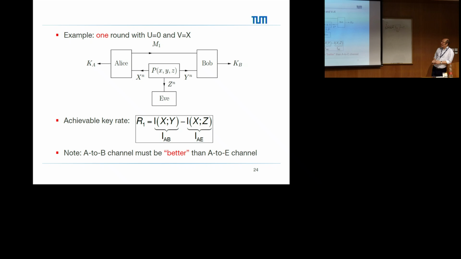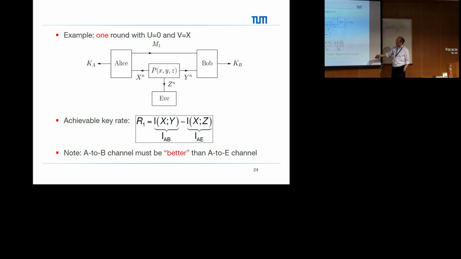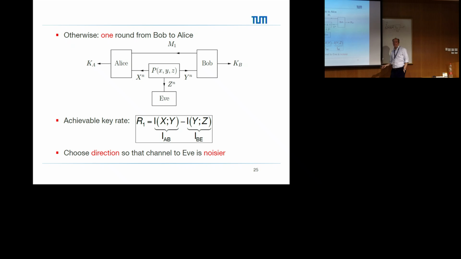Now here, there is something you can do because I'm allowed two ways. I'm allowed to go both ways. Maybe if I do one round, if I can code from Bob to Alice, I can get this rate, namely mutual information from X to Y. So I just swap X and Y here, right? This is the only thing. And sometimes this can be positive while the other thing is zero. And so you choose the best one. So if you look in the quantum key distribution literature, you'll often see this expression. You'll see I(X;Y) minus the minimum of I(X;Z) and I(Y;Z) as being the rate. You'll often see it stated that way, because they're thinking of coding in one direction.